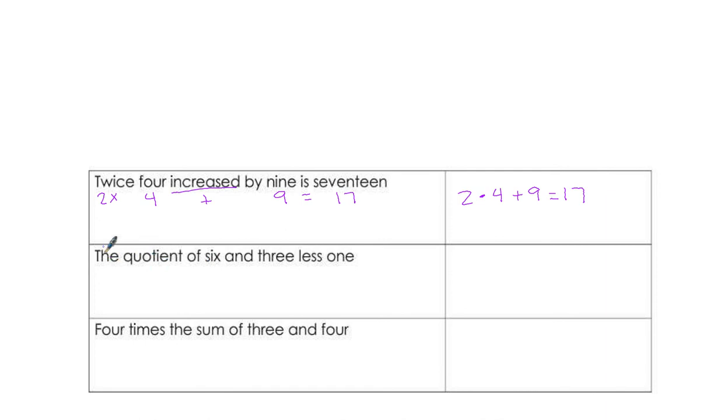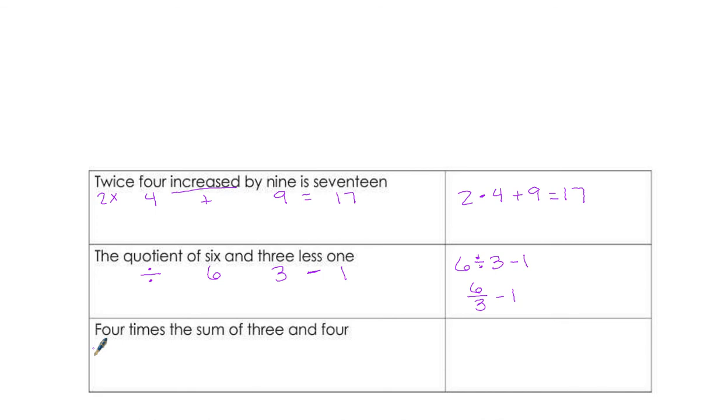So the quotient of 6 and 3 less 1. Quotient means divide. So the quotient of 6 and 3 less means minus 1. Now, we can't write the division sign 6, 3, minus 1. That doesn't make sense. But the quotient of 6 and 3 is telling us that 6 divided by 3 minus 1. Or we could also write it as 6 divided by 3 minus 1.